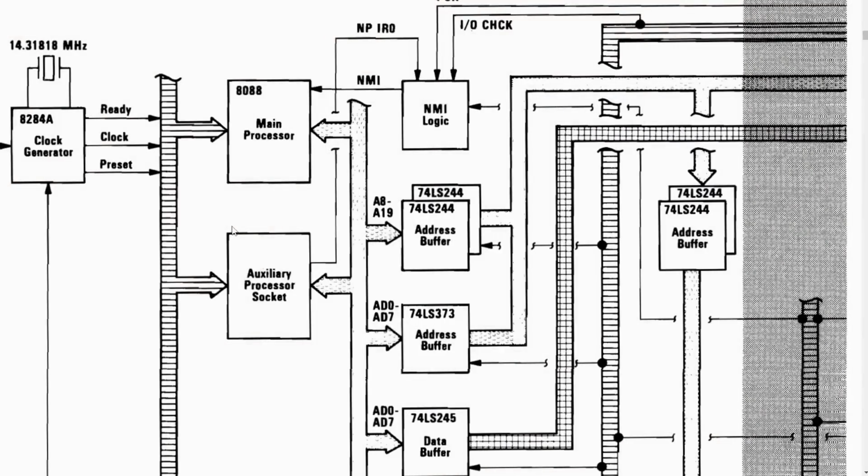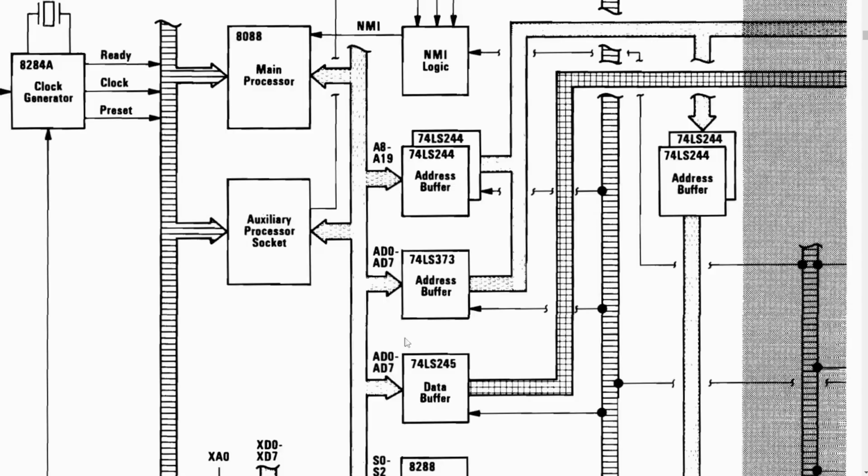Okay, so we're on page 28. And here's the main processor right here. Right here are the address buffers for A8 through 19. And remember, that's because those are not multiplexed. So you have standard 74LS244s, and then you have AD0 through 7, and those are the address buffers that get latched to be combined with the other A8 through 19 that can generate all of the address lines needed by the system to address 1 megabyte of address space. And next up is the 74LS245. It's a bidirectional bus transceiver, and that's what connects the multiplexed AD0 through 7 to the data bus lines.